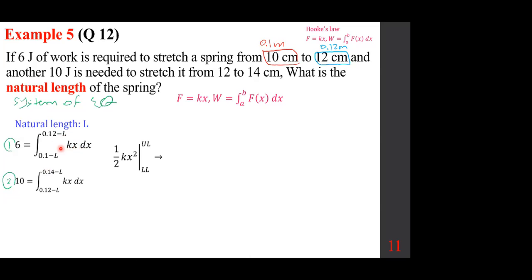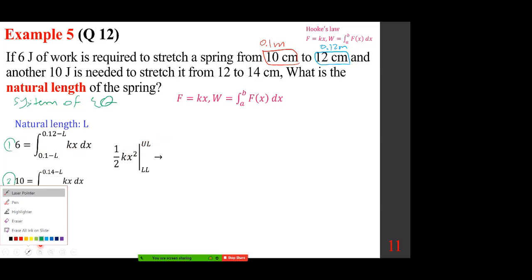So the first one becomes 6, and now you plug in the upper limit, UL. Let me just write it out for you. Upper limit, and obviously lower limit. Why did I do that? Because I didn't want to write this 2 times. So use this formula, put this as upper limit, this as lower limit for the first equation. Put this as upper limit, this as lower limit for the second equation.